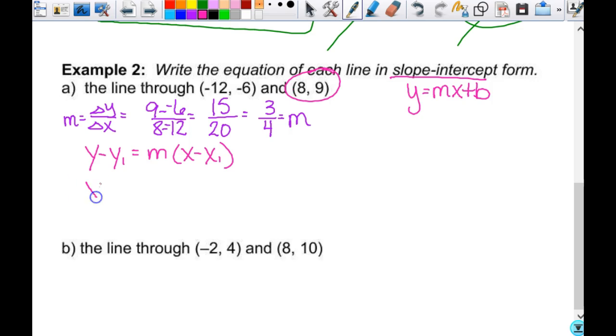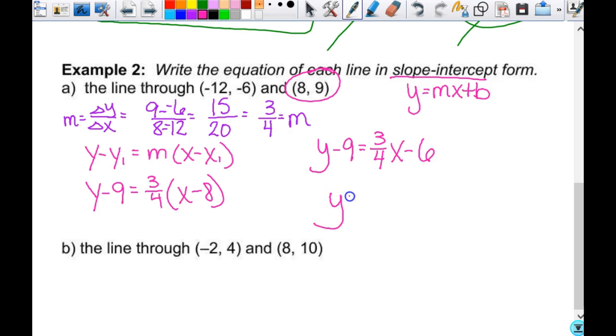So I'm going to plug all this in. I'm going to do y minus 9 equals the slope, which is 3/4, times x minus 8. Now, I'm not done because that is not slope-intercept form. That's point-slope form. Because I want slope-intercept form, I'm going to keep going. So this gives me y minus 9 equals 3/4 x. And what's 3/4 times 8? 6. So minus 6. Which means y equals 3/4 x, what? Plus 3. And then you're done, and it's all in one step.